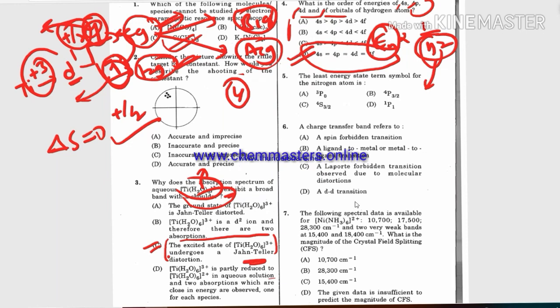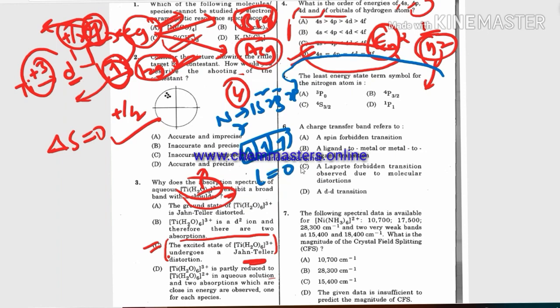Okay, now next question, the fifth one: the least energy state term symbol for the nitrogen atom is. Just take the electronic configuration of the nitrogen atom: 1s2, 2s2 and 2p3. We need to consider the p orbital, where 3 electrons are present, and the L value equals 0 for it, indicating an S term. Now we have 3 unpaired electrons, so S is equal to n by 2, where n is the number of unpaired electrons, so 3 by 2 here.